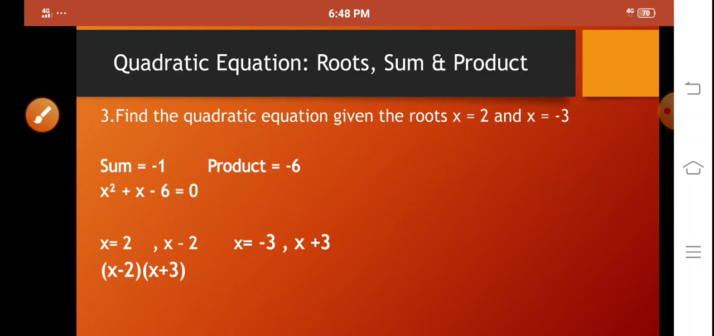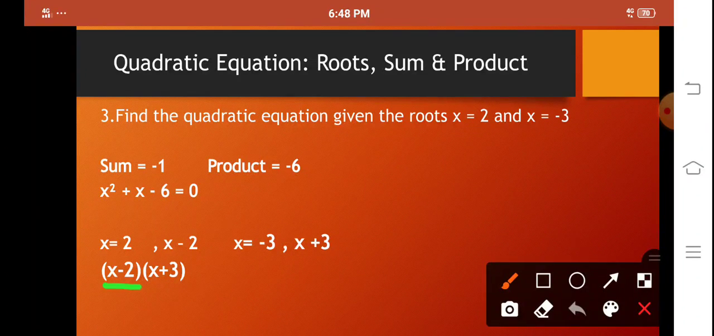Okay. So if you're going to multiply this, the result is this one. So x times x is x squared, x times -2 is -2x, then 3 times x is 3x, 3 times -2 is -6. Combine like terms, we get x squared plus x minus 6 is equal to 0.